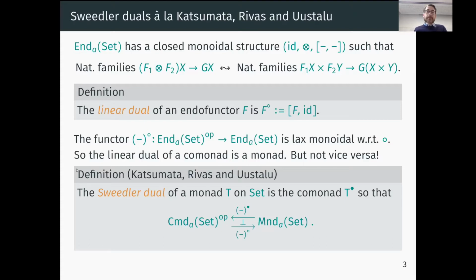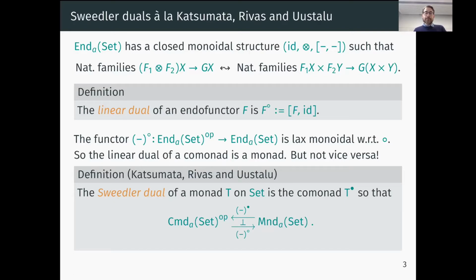But nonetheless, one of the important definitions in this paper of Katsumata, Rivas and Uustalu is that of the Sweedler dual of a monad, which is again characterized by the fact that it gives you a left adjoint to this functor taking a comonad to its linear dual. Okay?